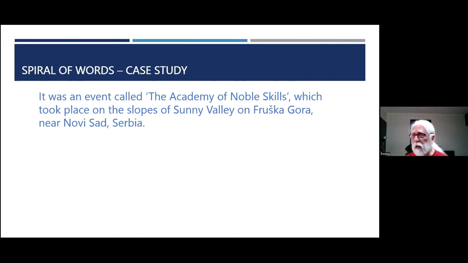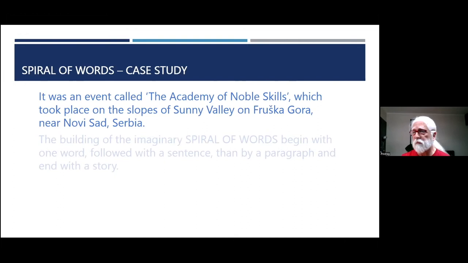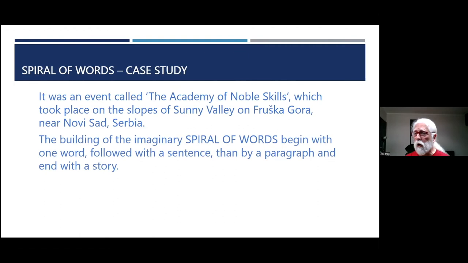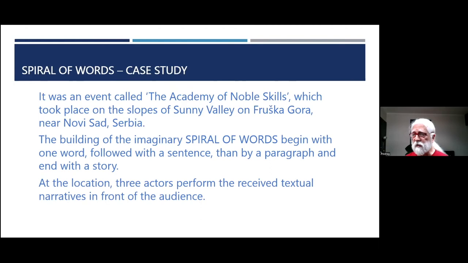It was an event called the Academy of Noble Skills, which took place on the slopes of Sunny Valley of Fruška Gora near Novi Sad, Serbia. The building of the imaginary spiral of words began with one word, followed by a sentence, then a paragraph, and ended with a story. At the location, three actors received their textual narratives and performed them in front of the audience.